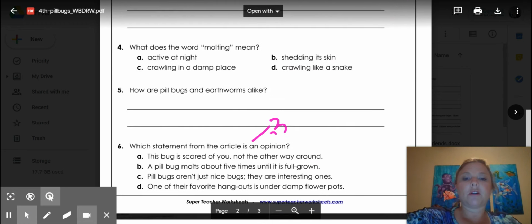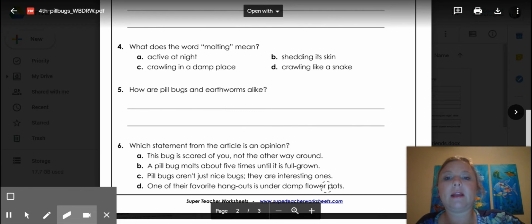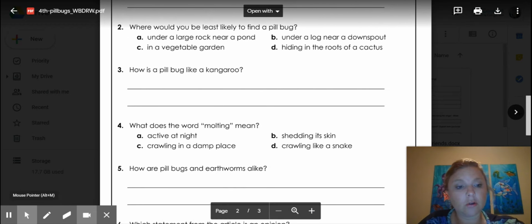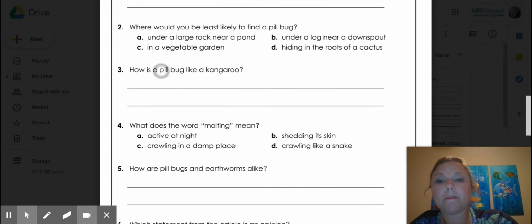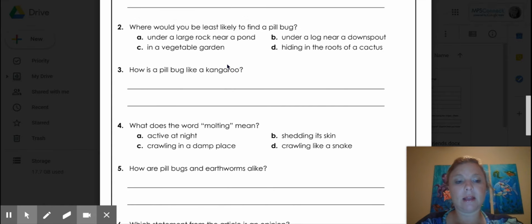Now I go back to my question over here, and I am going to fill in my answer by saying, according to paragraph number 3, I'm going to use a sentence starter. Pill bugs are like a kangaroo because they carry their babies in a pouch underneath their belly.